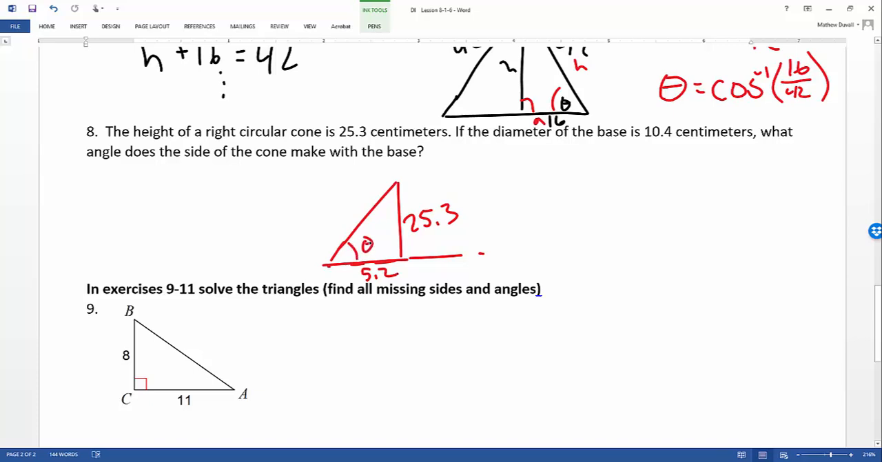So in this instance, that's going to be tangent. So tangent of theta equals opposite over adjacent. Tangent inverse to both sides.